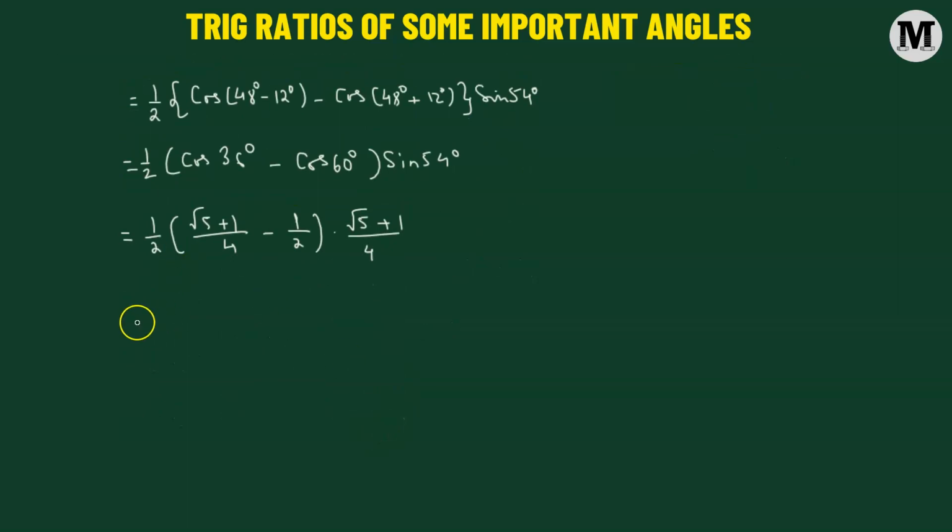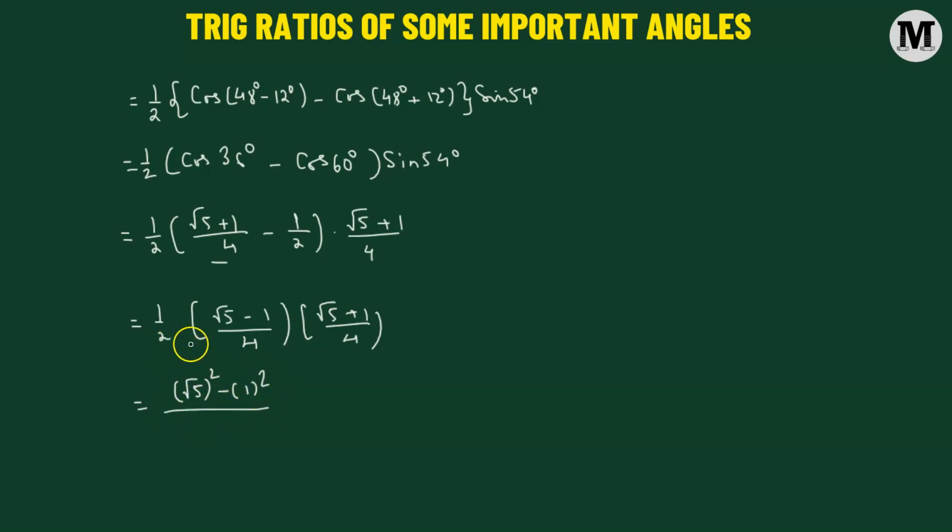Okay, let's further simplify. Now we have half multiplied by, combining these two terms, square root of 5 minus 1 divided by 4 multiplied by square root of 5 plus 1 divided by 4. Now square root of 5 minus 1 times square root of 5 plus 1 will be the difference of two squares. So we have square root of 5 squared minus 1 squared. And in the denominator we have 2 times 4, that's 8. 8 times 4 will be 32. So we'll get 4 over 32, which corresponds to 1 over 8.